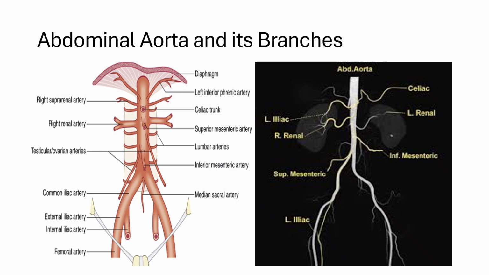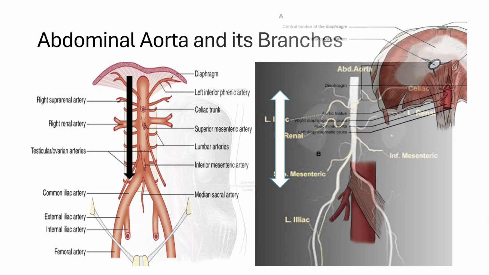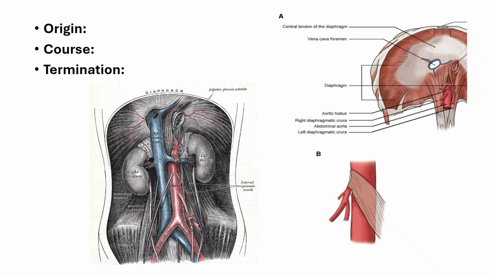Hello guys, in this video we will simplify the abdominal aorta from its origin to bifurcation, including all major branches and key imaging landmarks, along with the anatomical variations. So let's begin with the origin, course and termination of the abdominal aorta.